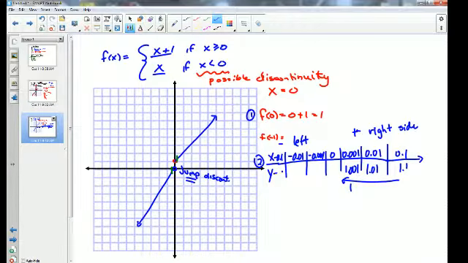So I'm actually just getting the x value here. What am I going towards here? I'm getting closer and closer to 0. Right? Do those match? No, they do not. That shows me I have a jump discontinuity. If they matched, the function would be continuous. I'll show you one of those here in a minute.